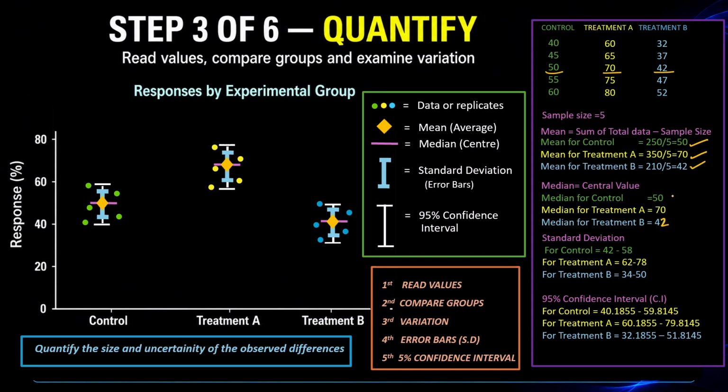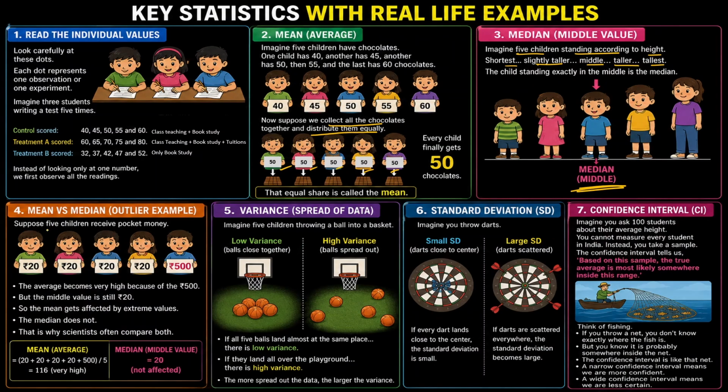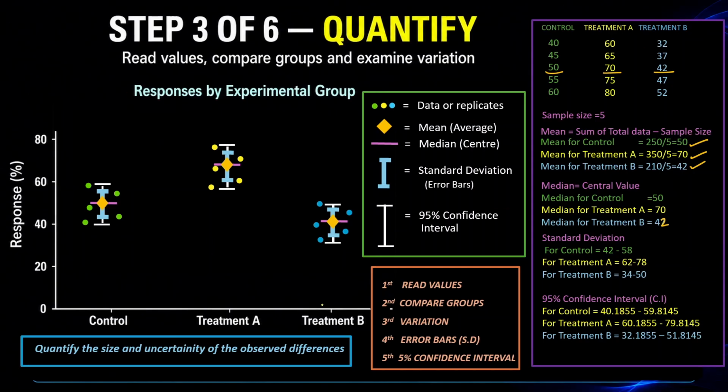What is the difference between mean and median? Let us understand this by an example. Suppose 5 children receive pocket money. The first child got 20 rupees, the second child got 20 rupees, the third child got 20 rupees, the fourth child got 20 rupees, and the fifth child got 500. Then the average becomes very high because of the 500. But the middle value is still 20. So the mean gets affected by extreme values. The median doesn't. This is why scientists always compare both. If we are clear about mean and median, let's move on to the variance.